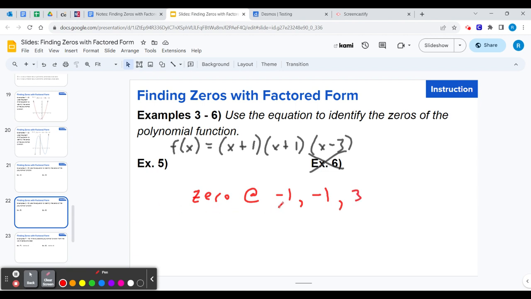And we'll learn about this later, when the 0 shows up again, what that means. It's called a multiplicity. But if you want to write it as 0 at -1, -1, 3, or if you want to write it as 0 at -1, 3, both of those I would accept as correct.